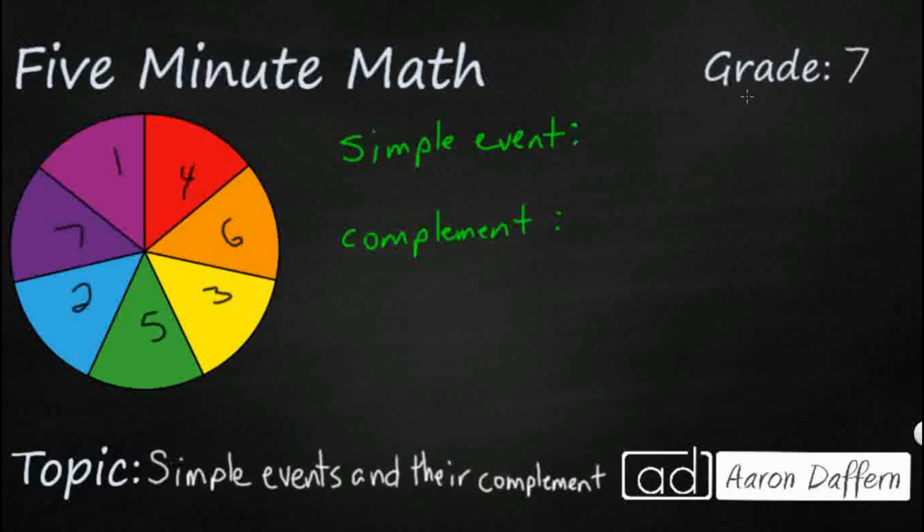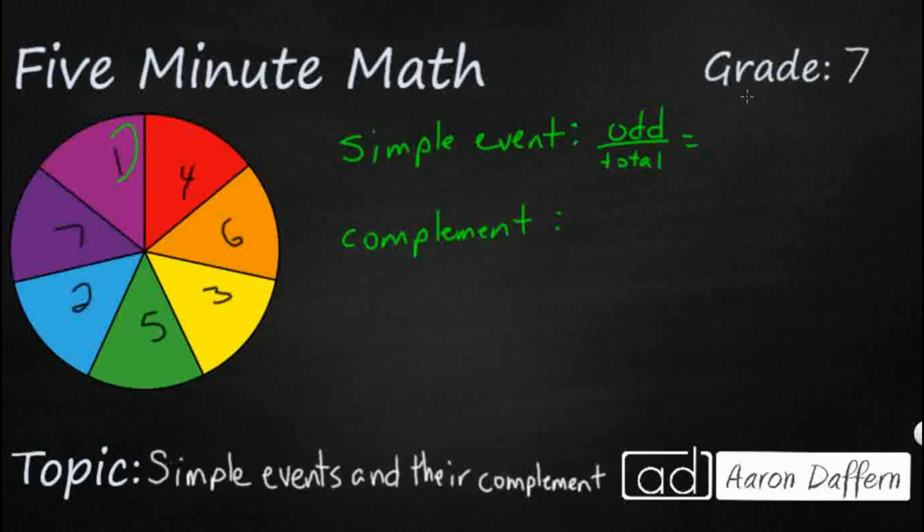So we have a spinner here. There are 7 numbers. And so let's say we're looking for the probability of spinning an odd number. So that is going to be our simple event. In order to find that probability, we want to find the number of odd numbers, make it a fraction over the total number.